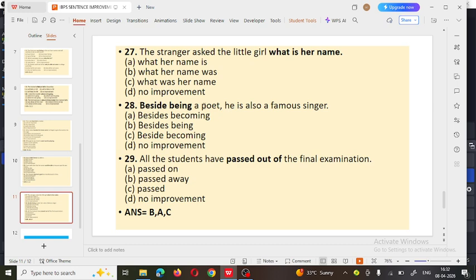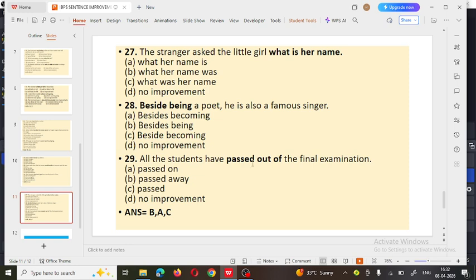Next, beside being a poet, he is also a famous singer. What is the purpose of using beside? Beside means along with, and besides means not only this but also that. In that sense, we are using it. And here, option A is more appropriate. Besides being a poet, he is also a famous singer. Means he is not only a poet but also a singer.